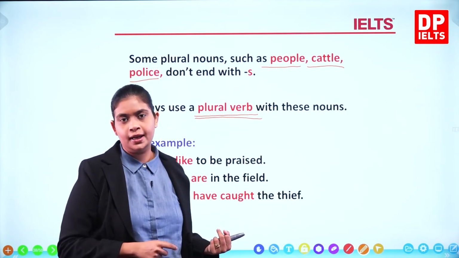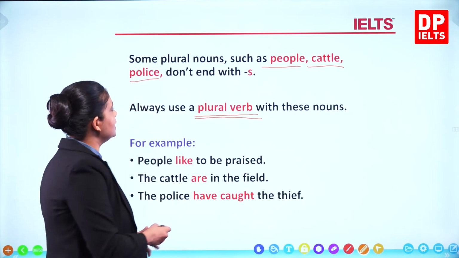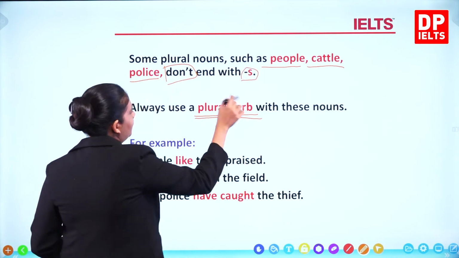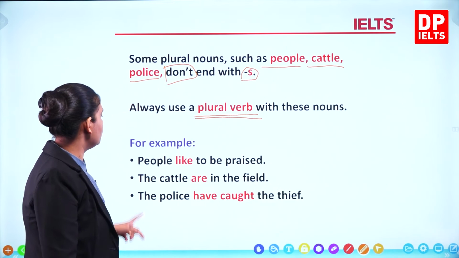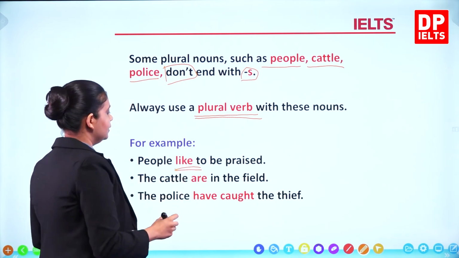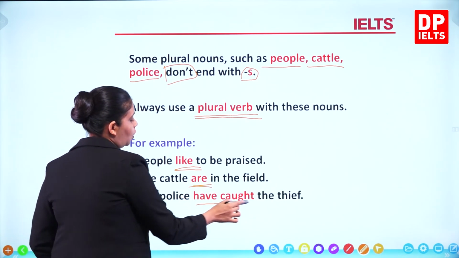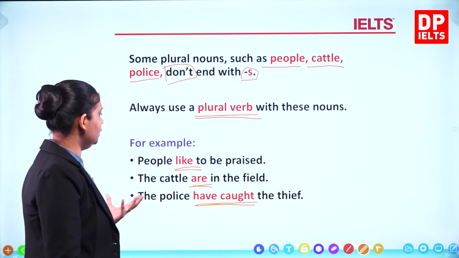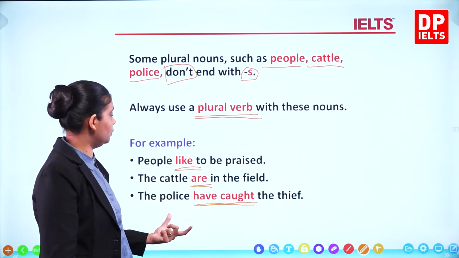නැත්තම් cattle, police ඒ වගේ s එකත් එක්ක end වෙන්නේ නැත්තම් අපි හැමතිස්සෙම plural එකක් තමයි පාවිච්චි කරන්නේ. For example, people like. අපි කියන්නේ people likes කියලා නෙවෙයි. The cattle are in the field. The police have caught. Right? අපි කොයි වෙලාවකවත් ඒක singular කරන්නේ නැහැ. plural එක හැමතිස්සෙම තියෙනවා verb එක plural එකකින්.